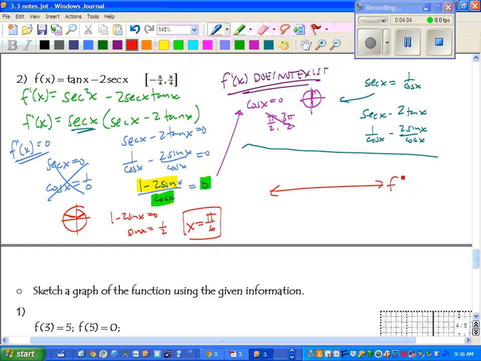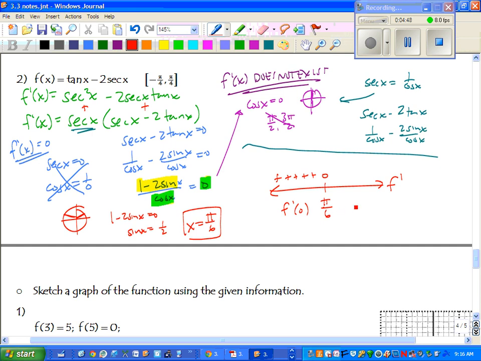Let's put that on our number line and figure out if it's a minimum or a maximum. The derivative is 0 at pi over 6. We can go ahead and try the derivative at 0. It's an easy one. If we take secant of 0, that's the reciprocal of cosine, so cosine is 1 and this is going to be positive. So we're going to have secant of 0, that's 1, minus 2 times tangent of 0. Well, tangent of 0 is sine over cosine, and that's going to end up being 0.